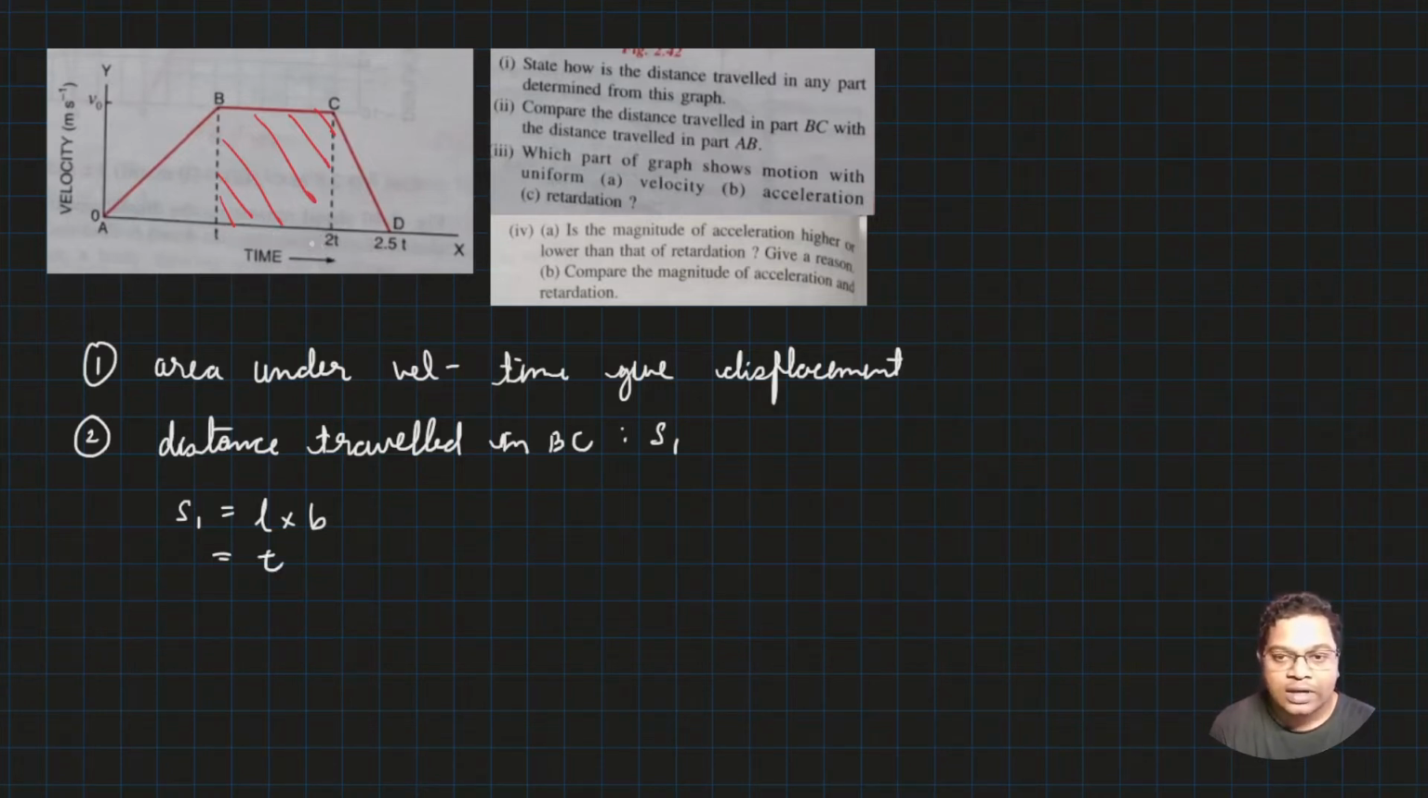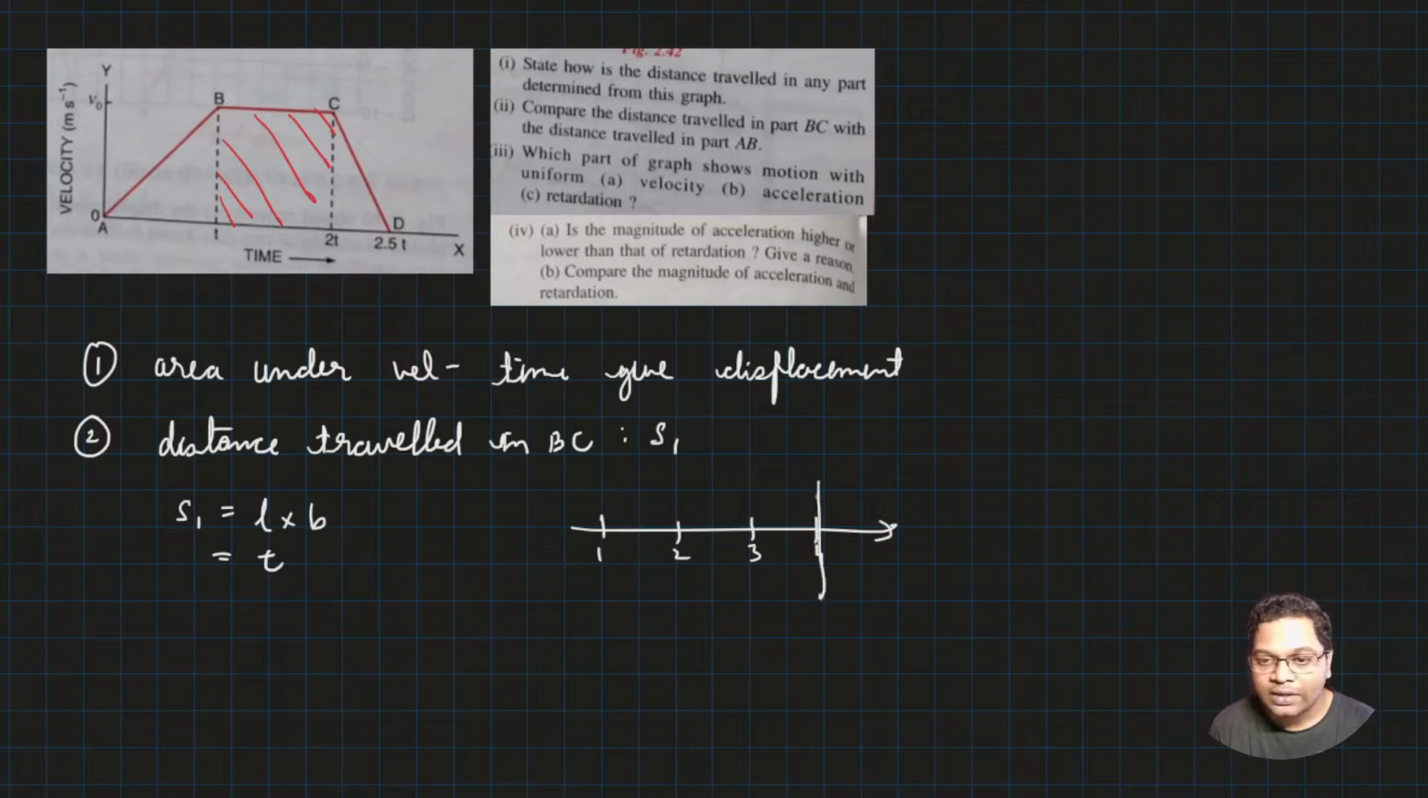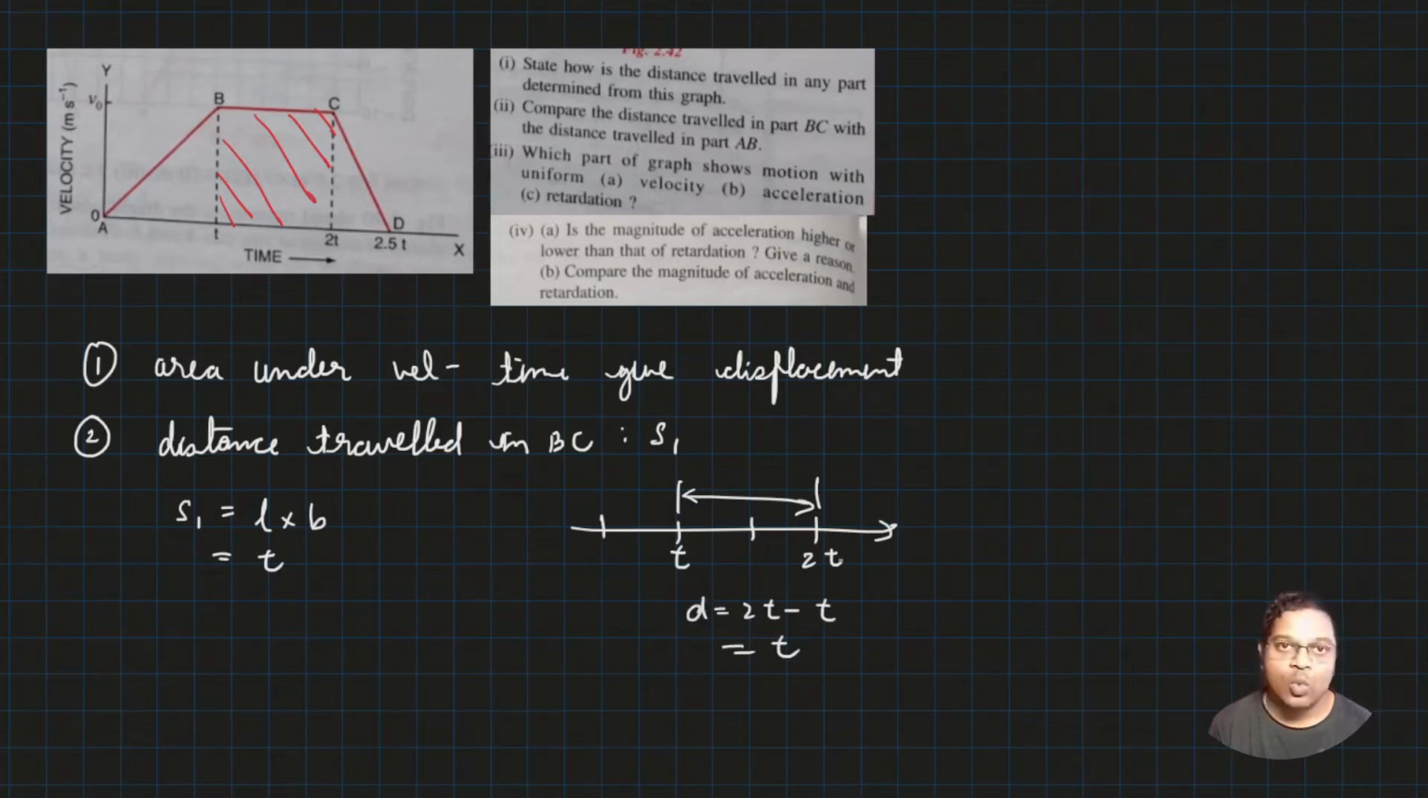If you understand the logic, whenever you have distance, this is 1, this is 2, this is 3, this is 4. If you want to find the distance between this point and that point, what you do is 4 minus 2, that is 2. Similarly, 2t and t, so the distance will be 2t minus t, that is just 1t. Now what is the breadth? So this much will be the breadth, and that is equal to V0. So therefore S1 is equal to t V0.